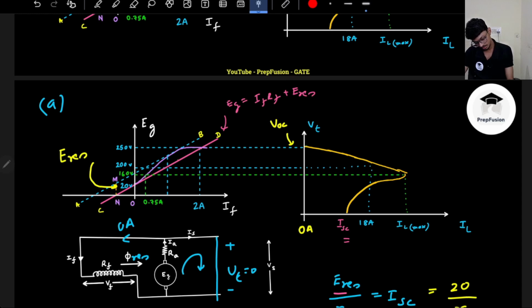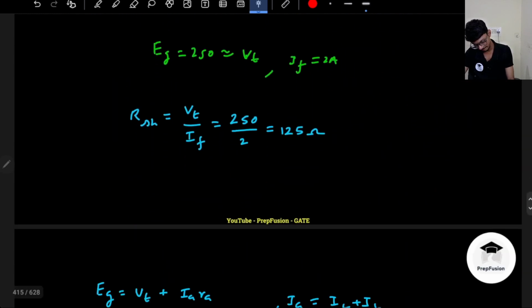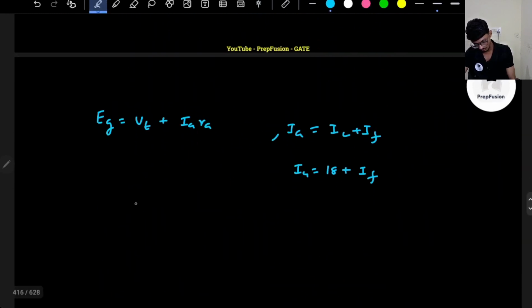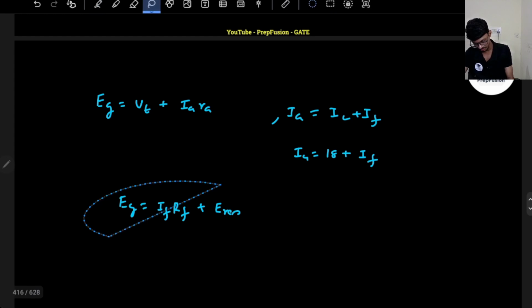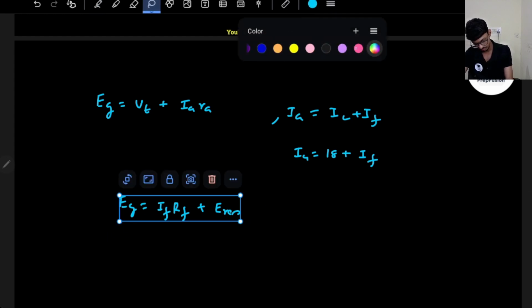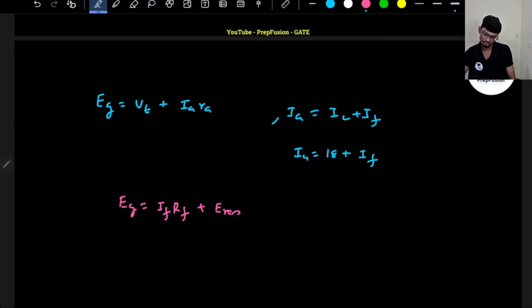Okay. So I know Eg at this point. What is the Eg value? The Eg value is 200 volts. I know E residual, that is 20. Will I be able to find out the If current? Because I know Rf. So Eg equals If into Rf plus E residual, correct? From here, I will be able to find out my If current.